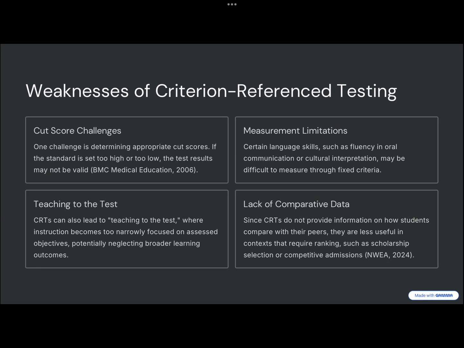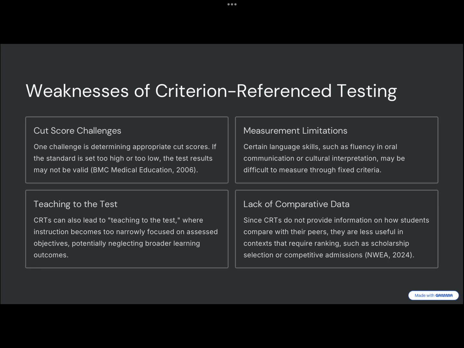And the last weakness of CRT is that it does not provide information on how students compare with their peers. They are less useful in contexts that require ranking, such as scholarship selection or competitive admissions. CRTs only show whether a student has met specific learning standards, not how they compare to other students. This makes them less useful for ranking purposes, such as scholarship selection or competitive admissions.